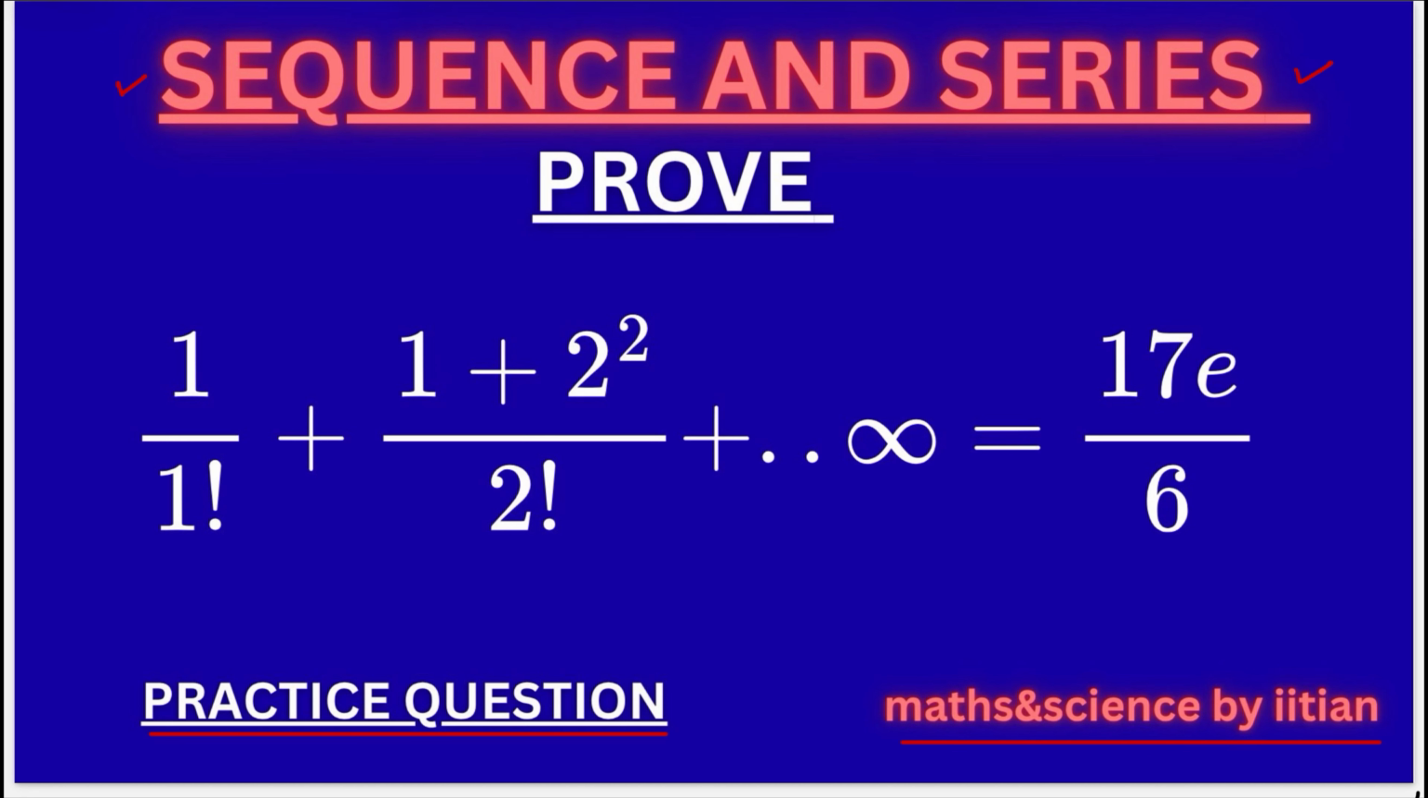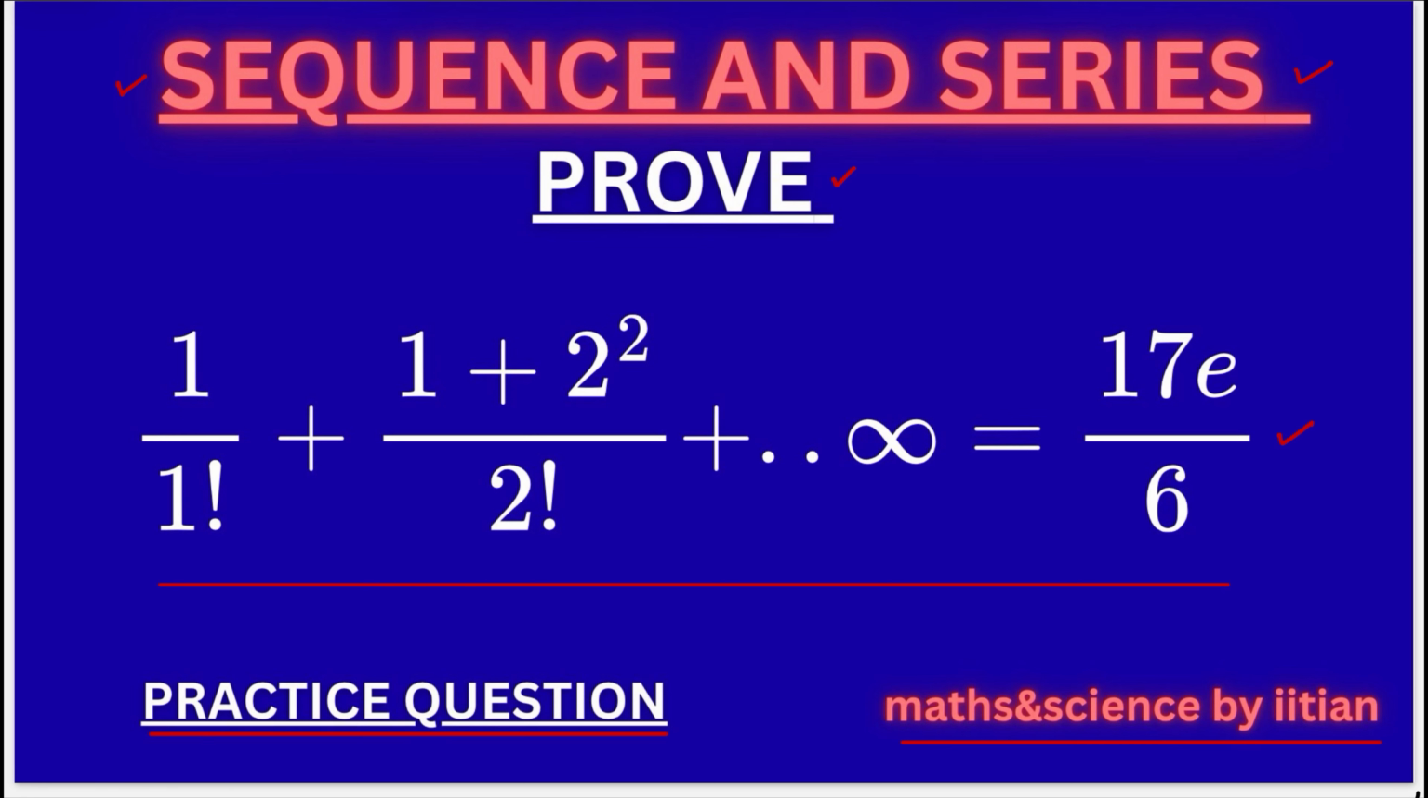We have to prove that 1 by 1 factorial plus (1 plus 2 square) by 2 factorial plus (1 plus 2 square plus 3 square) divided by 3 factorial up to infinity, that is equal to 17e by 6. This is the question given. We have to prove this value.